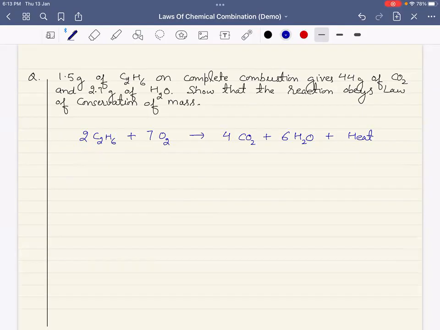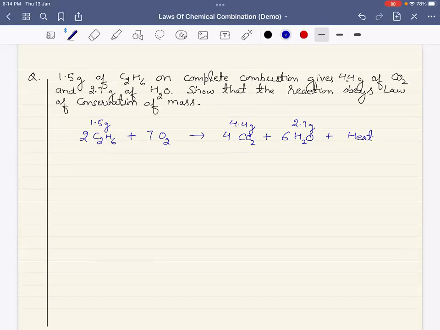Now we are given that ethane is 1.5 gram and water is 2.7 gram. And carbon dioxide is 4.4 gram. So in the question, make the correction here. The carbon dioxide given is 4.4 gram. Now we know the amount of ethane. From this we can find the amount of oxygen.